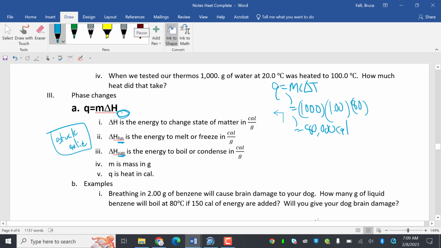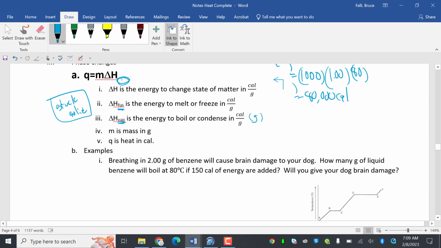Delta H vap has a gas. Vapor is a gas. So if I'm going from a liquid to a gas, a vapor, or a gas vapor to a liquid, it's going to be delta H vap. M is mass in grams. Q is heat in calories.